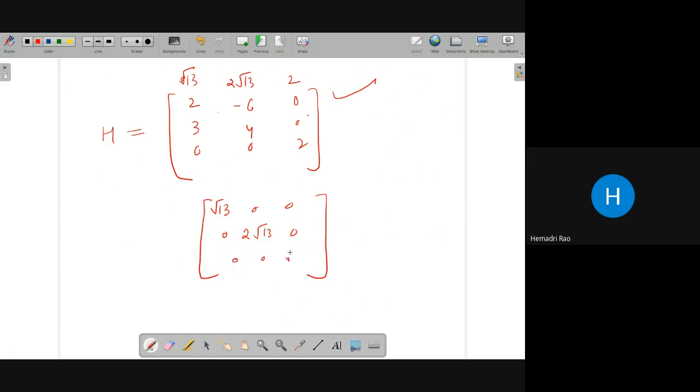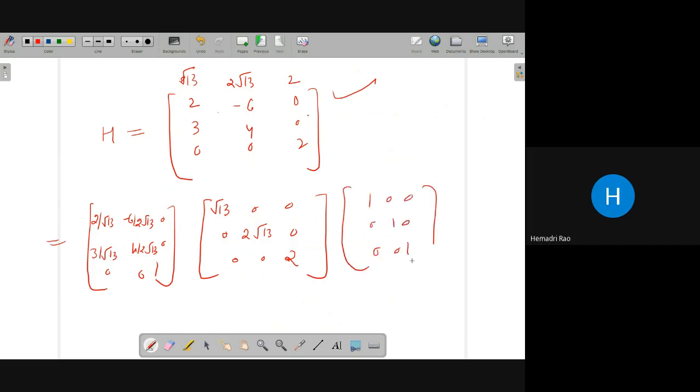And we write the new normalized columns here: 2 by root 13, 3 by root 13, 0; minus 6 by root 52, 4 by root 52, 0; 0, 0, 1. And here we multiply it with identity. Now the only problem here is that you have to write this matrix in this form.